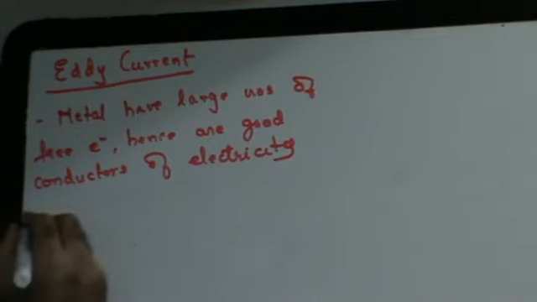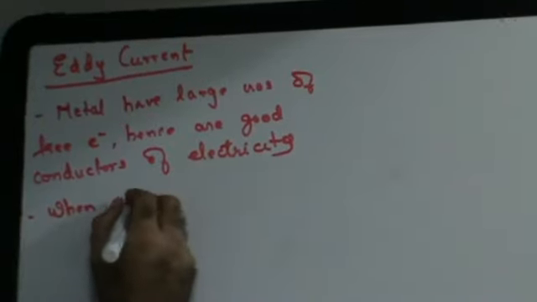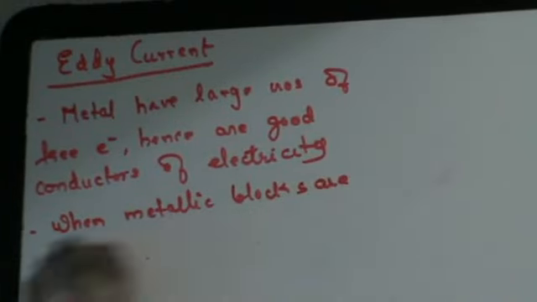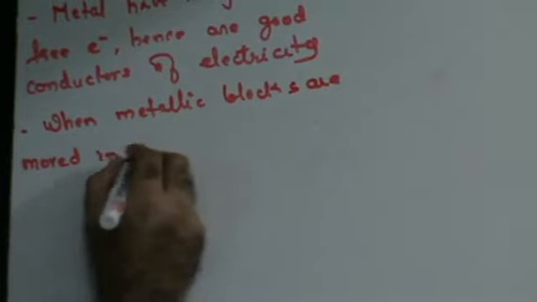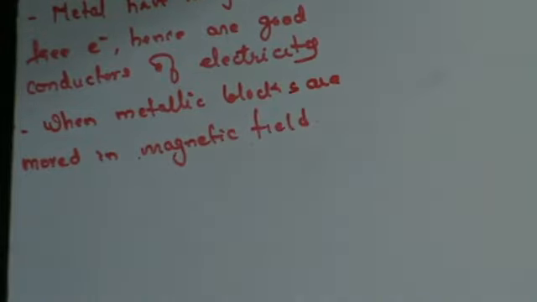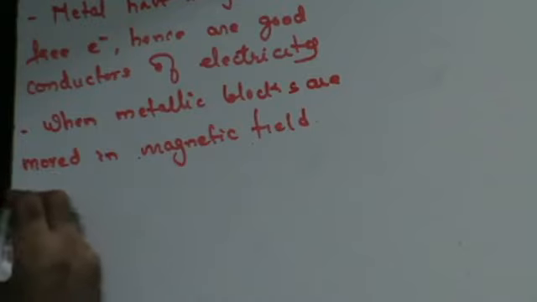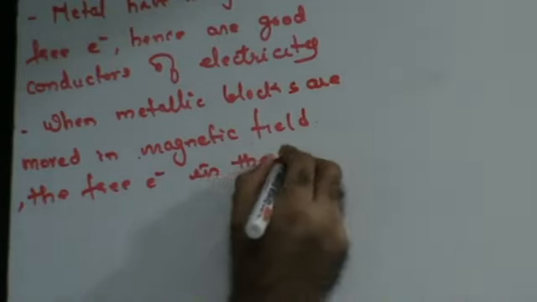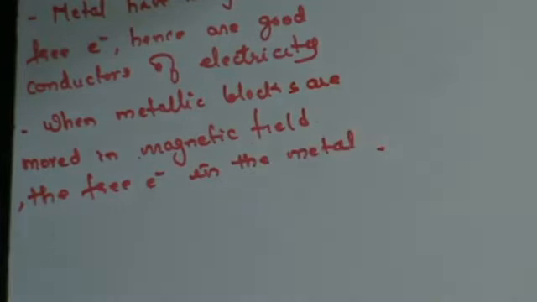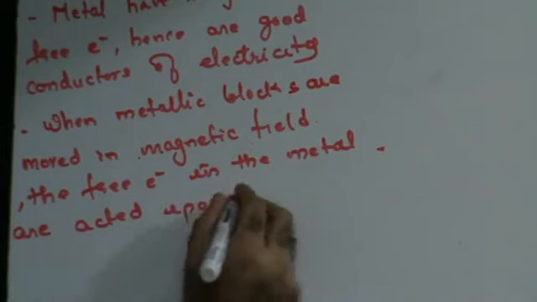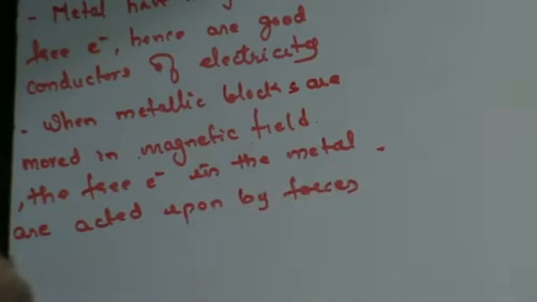So I can say when metallic blocks are moved in a magnetic field, the free electrons in the metal are acted upon by forces, whereby they circulate inside the metal block.